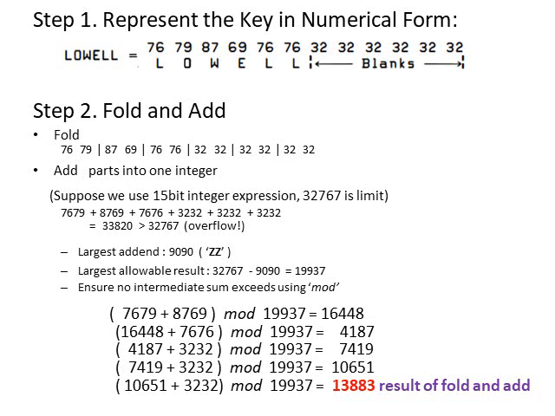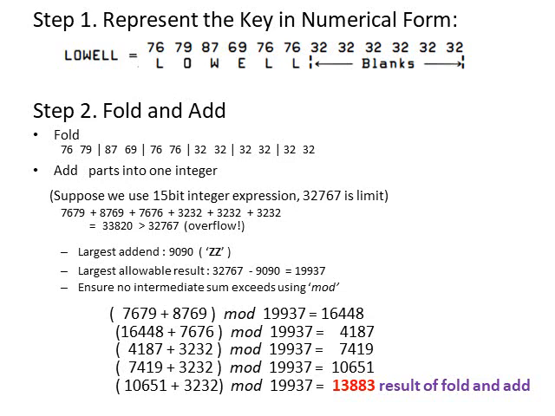I have to consider its ASCII values also. So 32 is the ASCII value for blanks. So I have considered 6 32s. So that is the representation of the key in numerical form. That is the first step. Next you have the second step, fold and add. That means you are going to fold the numbers and add them.